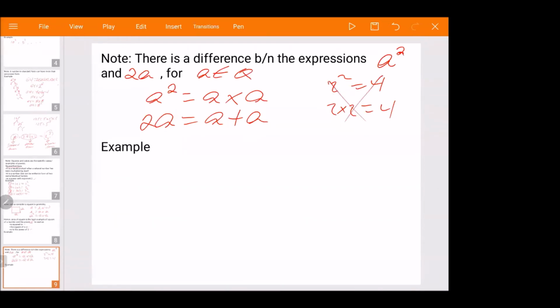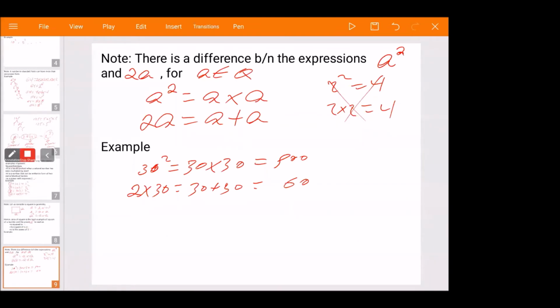We can consider an example. Let us consider 30 squared. 30 squared means, by definition, 30 times 30, and the result is 900. And twice of 30 means 30 plus 30, and the result is 60. So the two expressions are generally different. So don't confuse these two expressions. Okay.